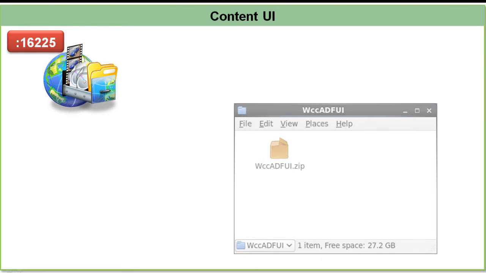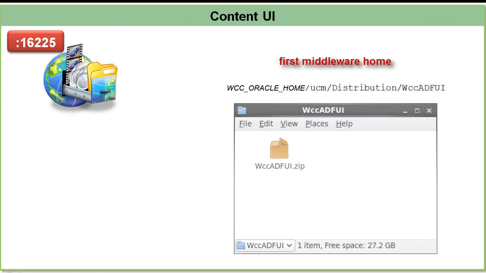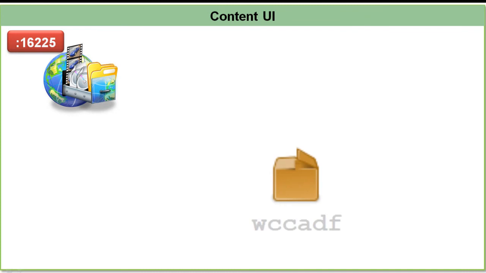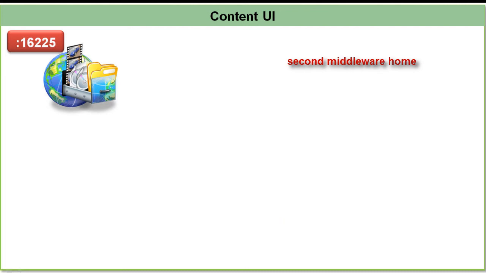The 11.1.1.8 Content UI artifacts are in a zip file. The zip file is found in the WebCenter Content Oracle home directory of the first middleware home, in the /UCM/distribution/WCC/ADF/UI directory. Essentially, you will create a directory called WCC/ADF at this location, /Oracle_Common/WebCenter of the second middleware home, and then unzip to the WCC/ADF directory, which is located in the 11.1.1.8 Content UI software.